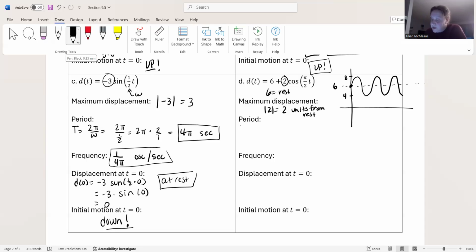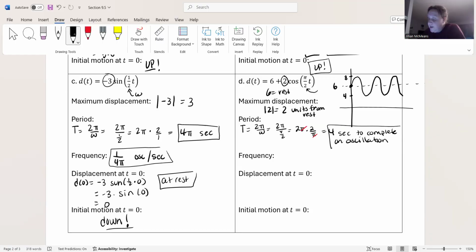The period is still 2 pi divided by omega. Omega is still the coefficient of t inside the argument. So we get 2 pi divided by pi over 2. Well, if I'm taking 2 pi and I'm dividing it by pi over 2, that's the same as 2 pi times 2 over pi. Okay? So then the pi's divide out, and I'm just left with 4. So that tells me 4 seconds to complete one oscillation.